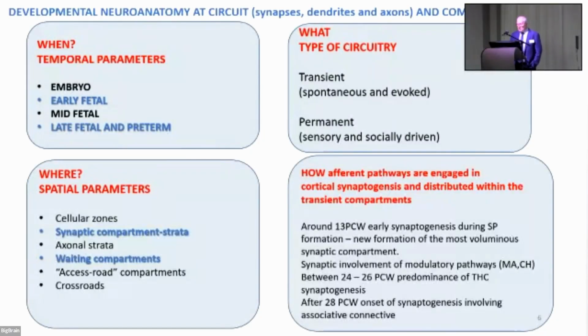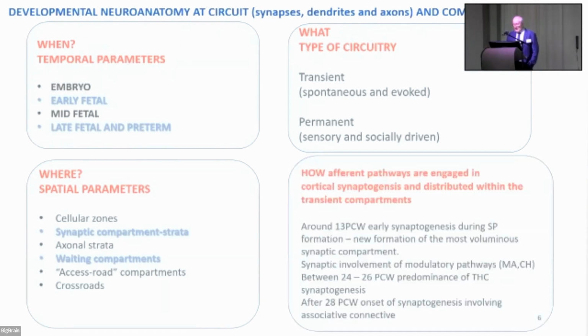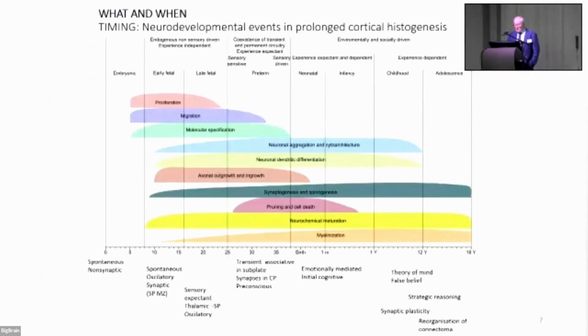And the questions in this context of development of circuitry are really about when something appears there; that's a very crucial parameter. What type of circuitry do we have, endogenous or externally driven, and how did afferent pathways develop? It's a complicated system of afferents and efferents, and how they meet the postsynaptic elements.